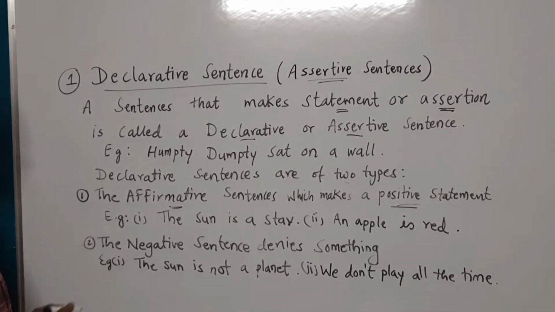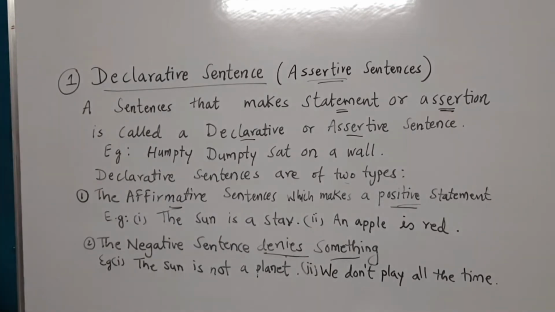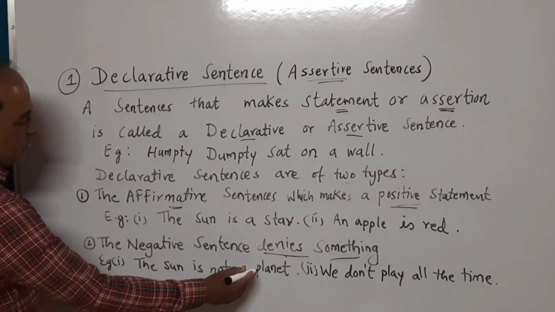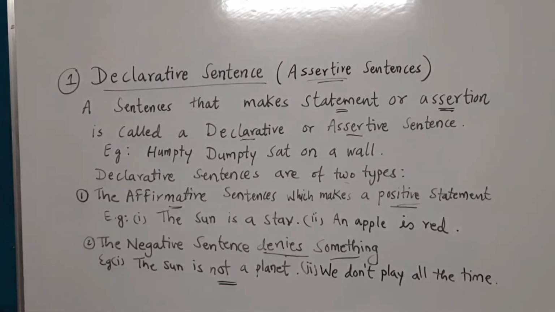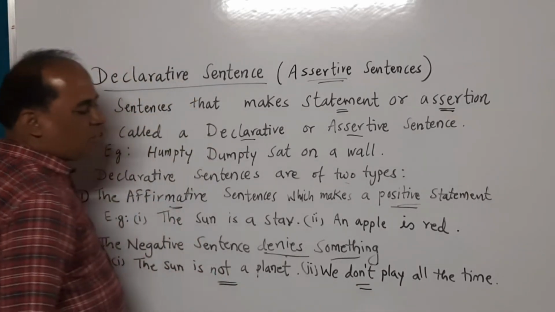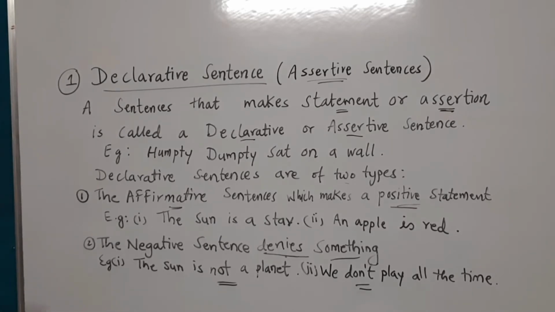Second type of declarative sentence is the negative sentence which denies something. The sentence which denies something is a negative sentence. Examples of negative: the sun is not a planet. We don't play all the time. So these are the examples of negative sentences which deny something.